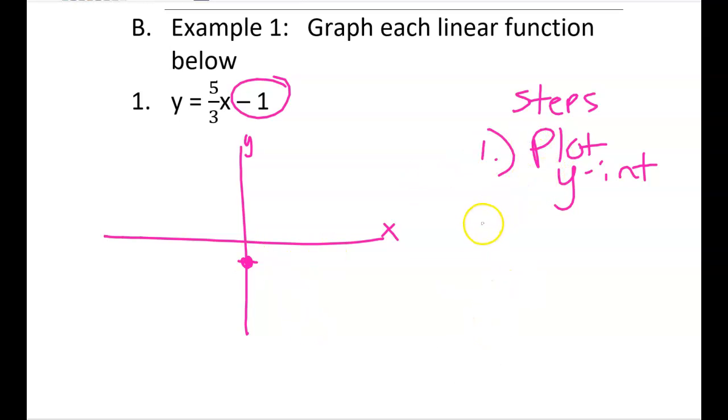The next thing is we're going to use our slope. So we're going to use the rise and run to find the next point. I decided to type it this time so that you guys don't have to look at my nasty handwriting there. All right, so my slope is here, right? 5/3. And the 5 represents my rise, and the 3 represents my run. And I'm going to use my rise and run to find my next point, starting from my starting point. So starting from here, I'm going to go up 5 and over 3. So I need to put some marks on my graph here.